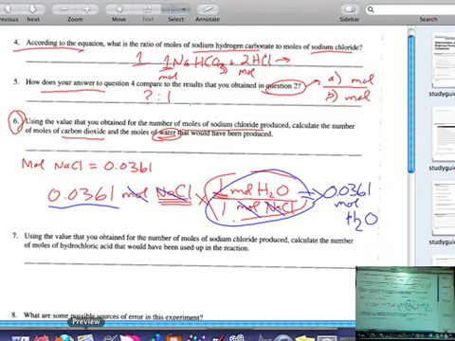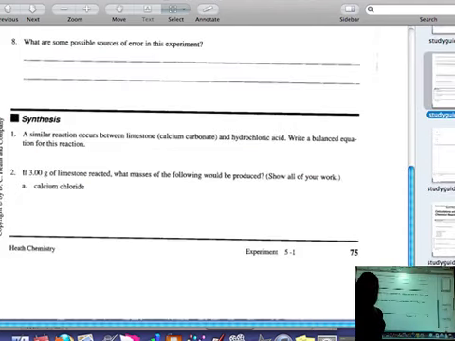Same question for number 7. It's asking you, for 6 and 7, how many moles of carbon dioxide, how many moles of water, and how many moles of hydrochloric acid. So it wants all 3 of those things based on the number of moles of sodium chloride you produced. It's not based on my numbers, it's how many you produced. Okay, I will talk a little bit about the synthesis questions here.